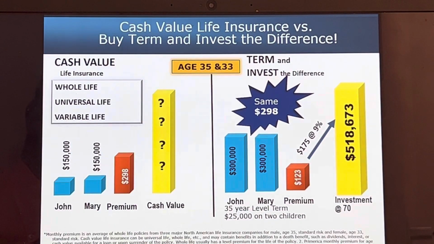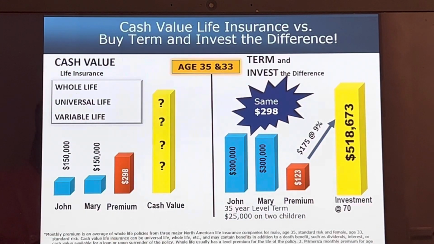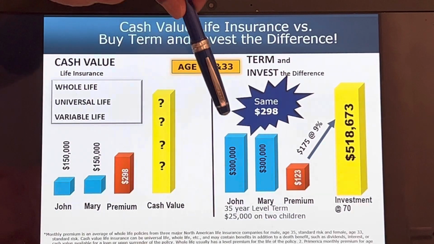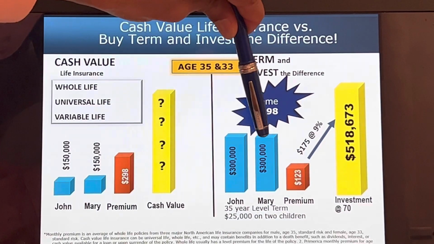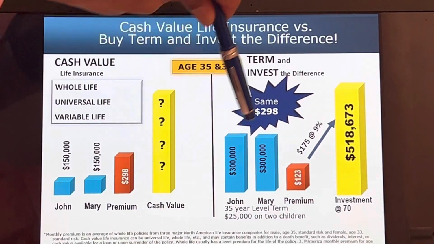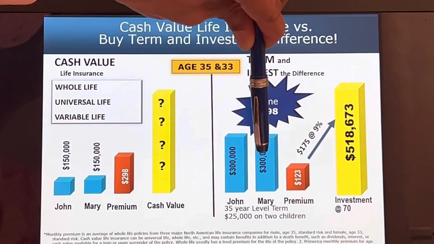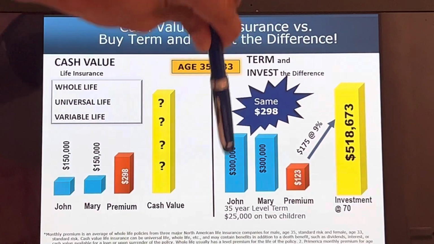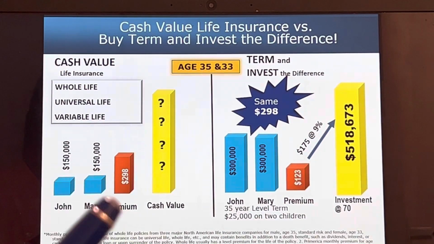And then let me show you something else too. What if with this new program you got here, let's say something happened to both John and Mary. How much would the kids get? The kids would get $300,000 for dad dying, $300,000 for mom dying. That's $600,000 the kids get. What else do the kids get? Yep, they get all the investment too. They get $518,000. So they got over $1.1 million the kids will get upon the death of the parents. Both parents died at the same time.